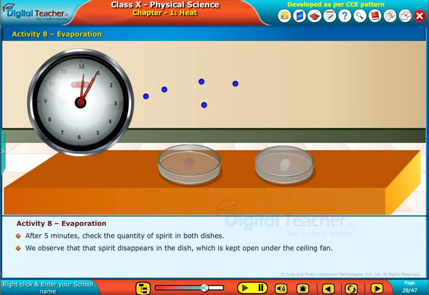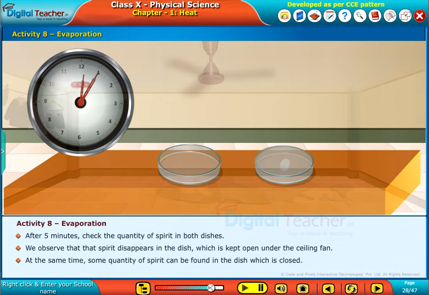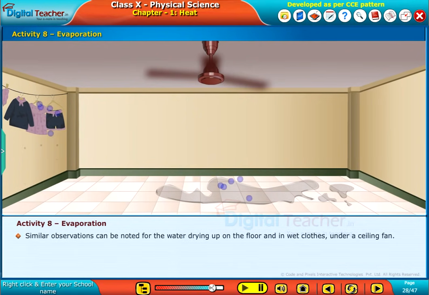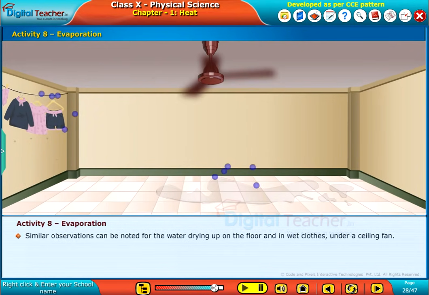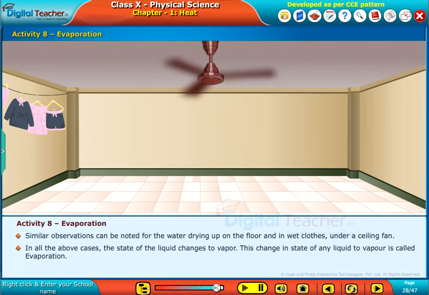We observe that spirit disappears in the dish which is kept open under the ceiling fan. At the same time, some quantity of spirit can be found in the dish which is closed. Similar observations can be noted for the water drying up on the floor and in wet cloths under a ceiling fan. In all the above cases, the state of the liquid changes to vapor. This change in state of any liquid to vapor is called evaporation. Let us learn more about the process of evaporation to understand the reasons behind the above observations.